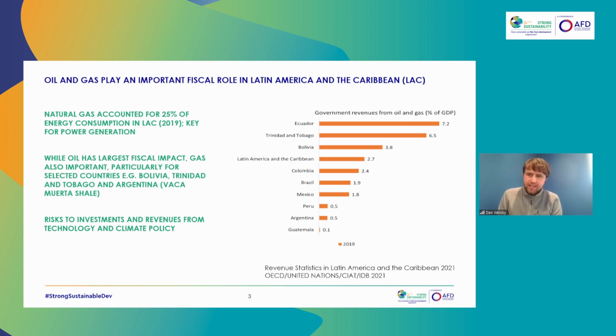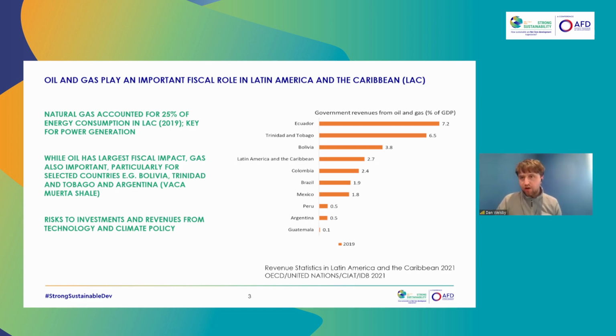And whilst oil provides the largest part of government revenues from oil and gas as a percentage of GDP, gas plays a very important role as well. This can really be seen in Trinidad and Tobago, which is a large exporter of liquefied natural gas, and in Bolivia as well, which exports via pipeline to neighboring countries in South America. So whilst oil is the dominant fossil fuel in terms of government revenues, natural gas also currently plays an important role.